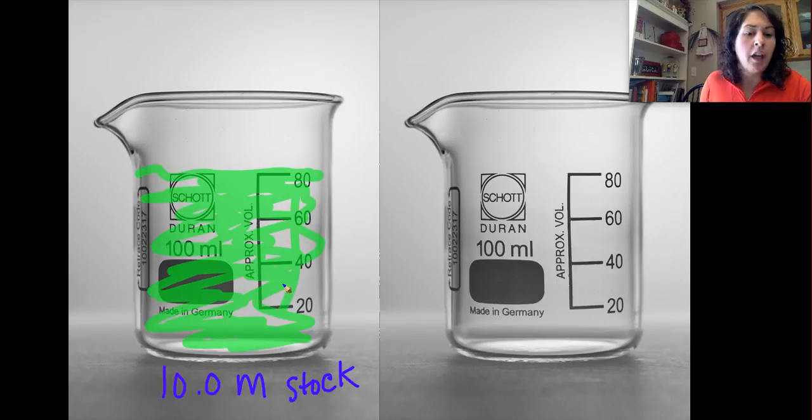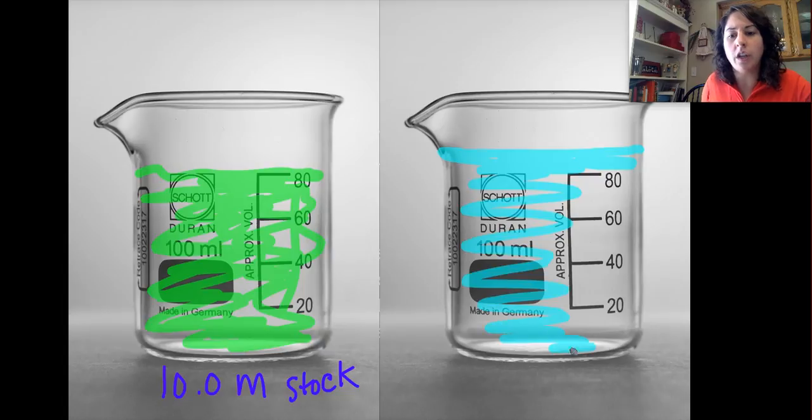solution. And what we want to know is how much of this solution do we need to make another solution that's going to be our dilute solution. So our dilute solution is going to be over here. And we're going to fill this up mostly, actually let me change the color there. We're going to fill this up mostly with water, up to about 90 milliliters with water, because we want to make a solution that is a fraction of our original one.